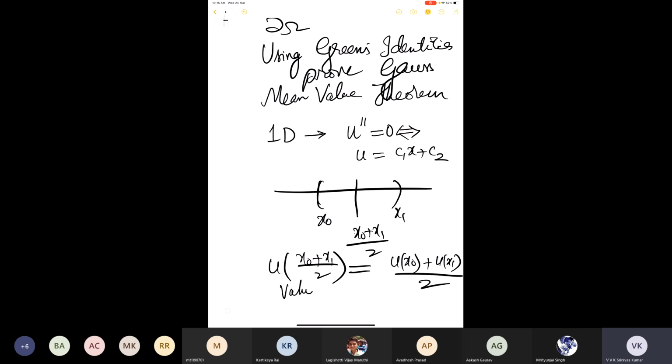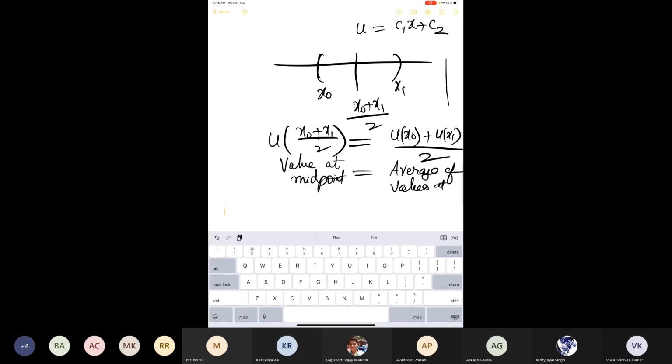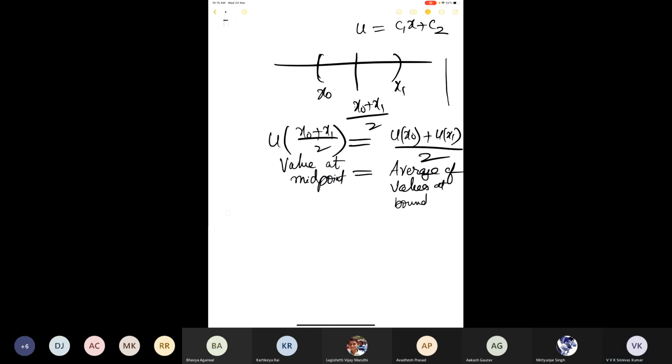The value of a harmonic function at the midpoint is equal to the average of the values at the boundary. Average of values at the boundaries.